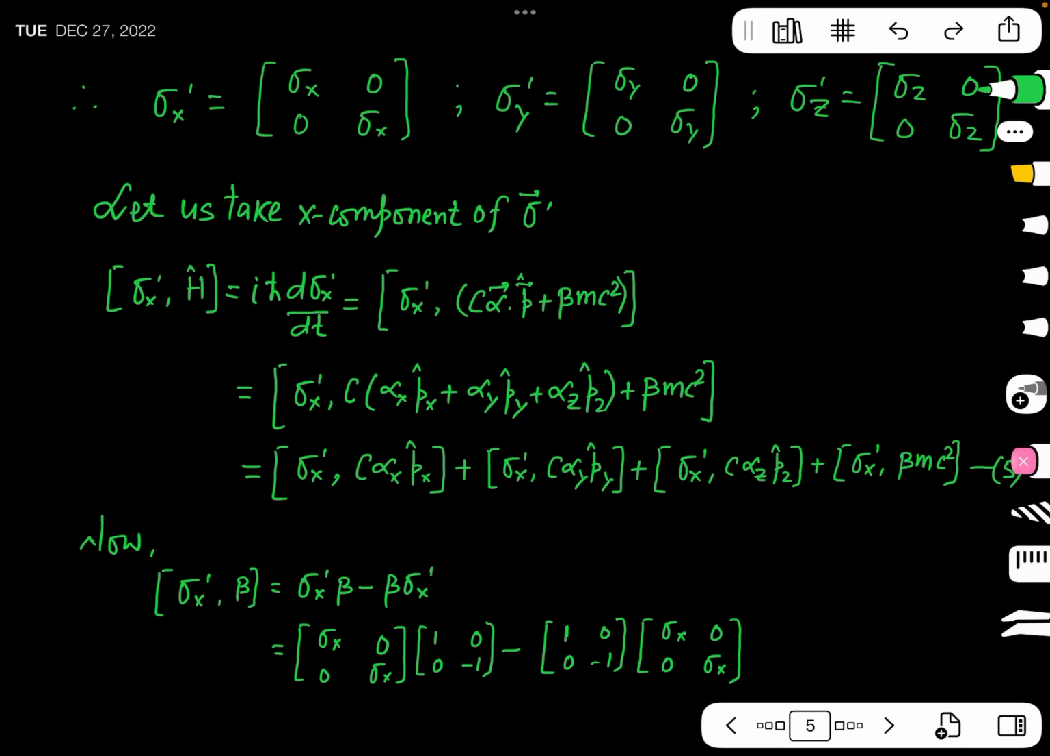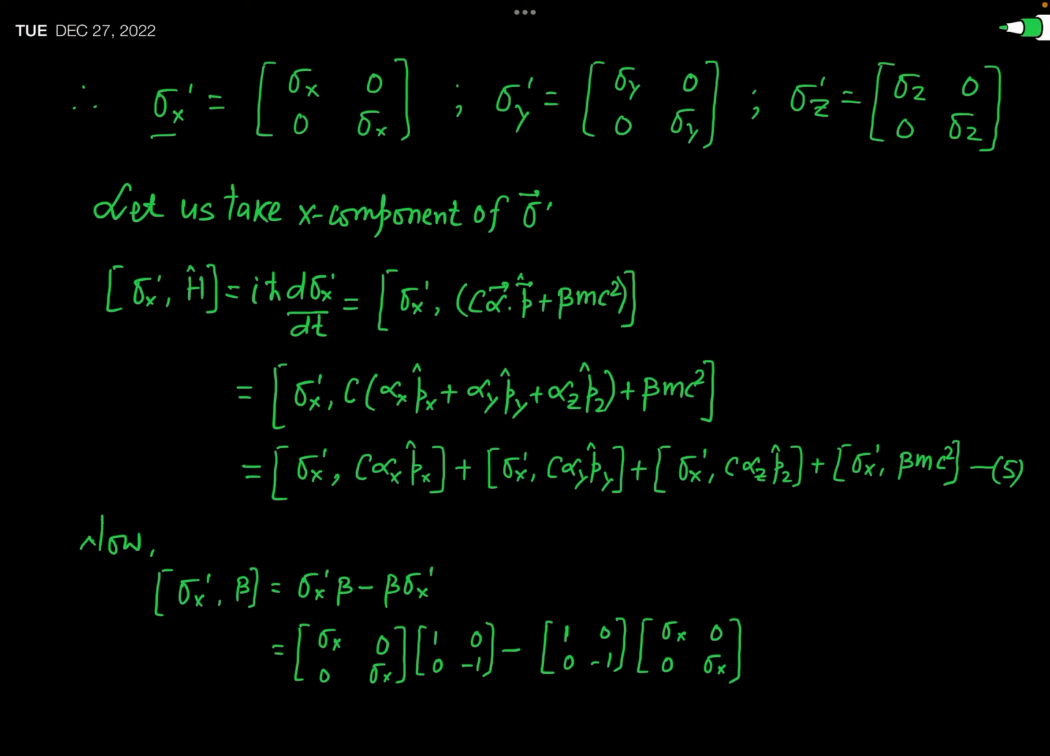Sigma x dashed is defined by this matrix: sigma x, 0, 0, sigma x. Sigma y prime is defined by this matrix: sigma y, 0, 0, sigma y, and sigma z dashed is defined by sigma z, 0, 0, sigma z. Simply, sigma x, sigma y, sigma z has been placed at the place of sigma.